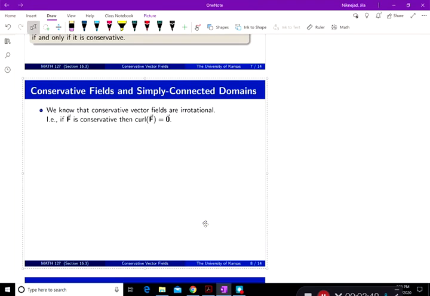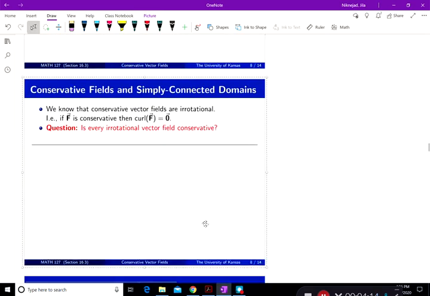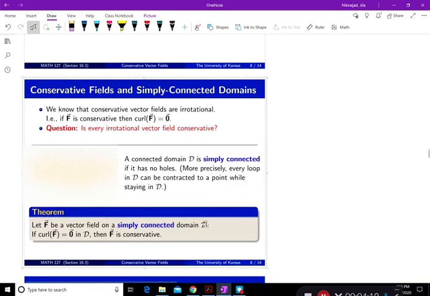So now we're discussing the relationship between conservative fields and simply connected domains, and when curl is equal to 0. So we know that conservative fields are irrotational. That is, the curl of the field is going to be the 0 vector. And so the question: is every irrotational vector field conservative? The answer requires us to define this notion of simply connected domain.